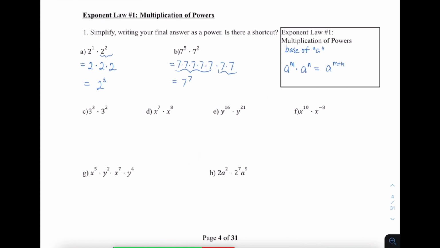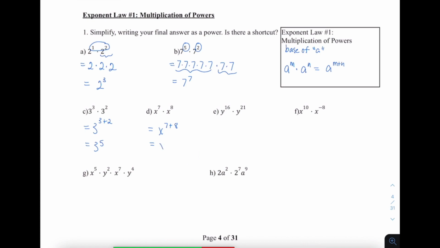If I look back to a, I can see that if I just add the two exponents together, that tells me how many overall times that base has been repeated. So now I can just use the shortcut for my next ones. 3 to the exponent 3 times 3 to the exponent 2. All I have to do is write down the base of 3 and add the exponents together. So these questions become very simple.